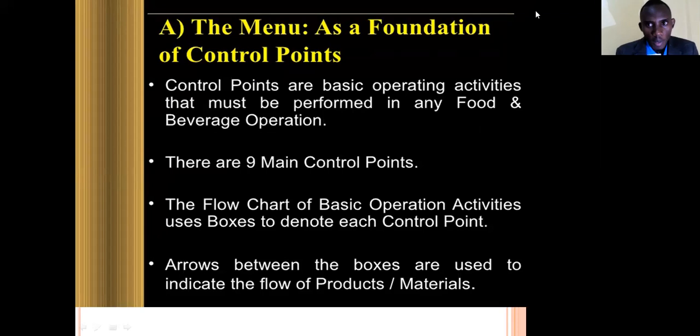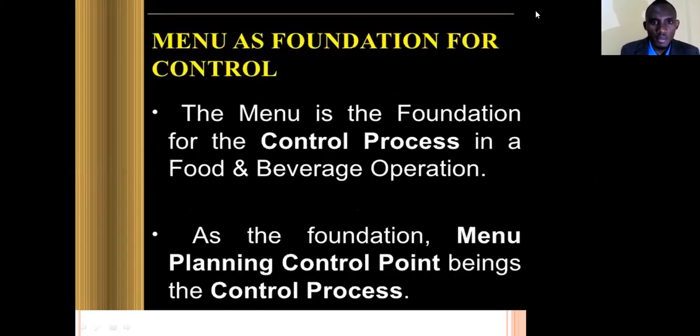So control points are basically the operating activities. Our operating activities and the menu must be the foundation, the first thing to be done in the control process. So having the menu, we are sure of what to purchase and the various quality, quantity, and cost specifications.